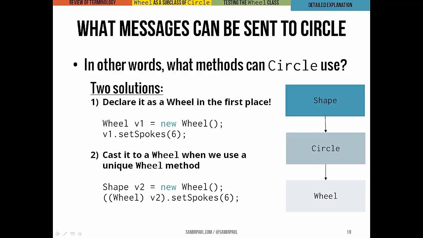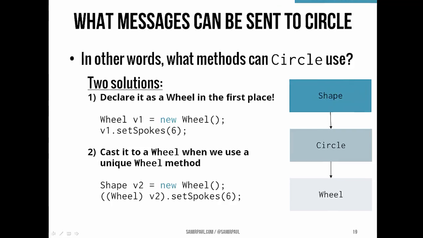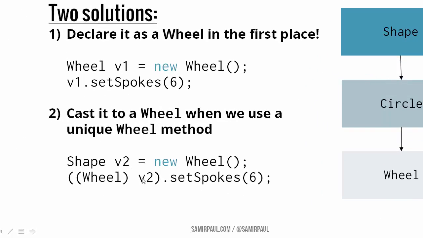The other way around it is to cast our shape variable to a wheel whenever we want to use a uniquely wheel method. Again, that just means, just like before when we could cast a double to an int or an int to a double, we can also cast reference variables from one type to another. So here you can see we start with Shape v2 = new Wheel, and then if we want to run the setSpokes method, all we have to do is temporarily cast v2 to a wheel, and then we can call this wheel-specific method setSpokes.